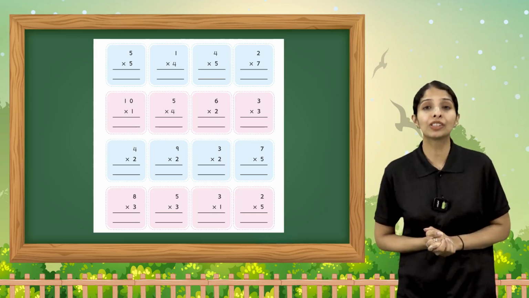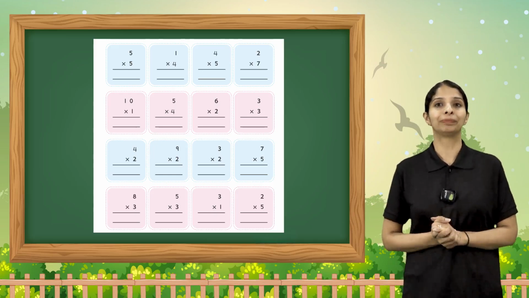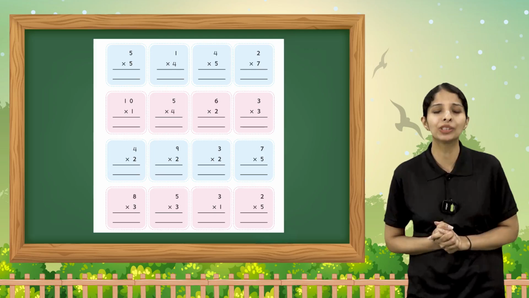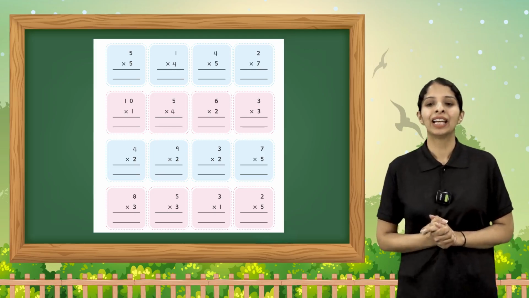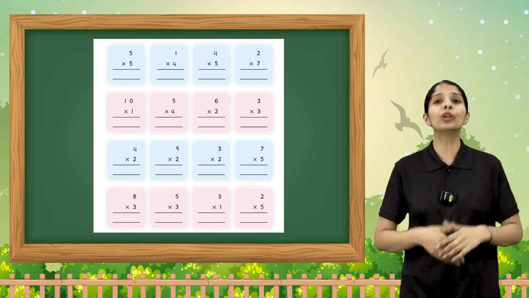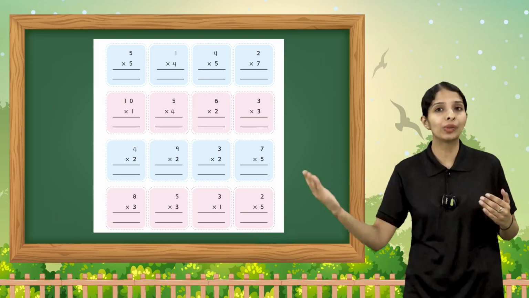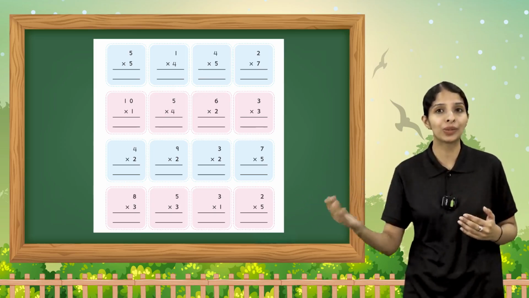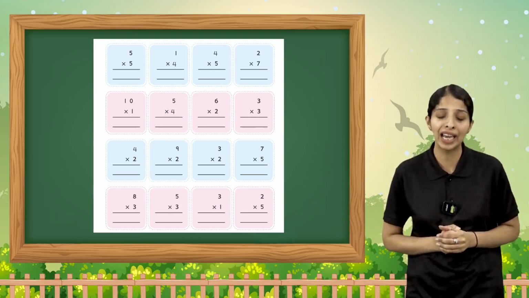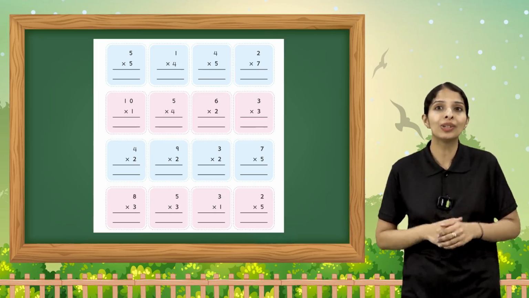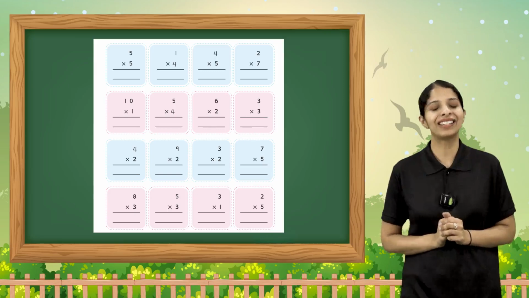5 into 3 equals to 15. 3 into 1 equals to 3. 2 into 5 equals to, 2 into 1 equals to 2. 2 into 2 equals to 4. 2 into 3 equals to 6. 2 into 4 equals to 8. And 2 into 5 equals to 10. So you will write 10 here.